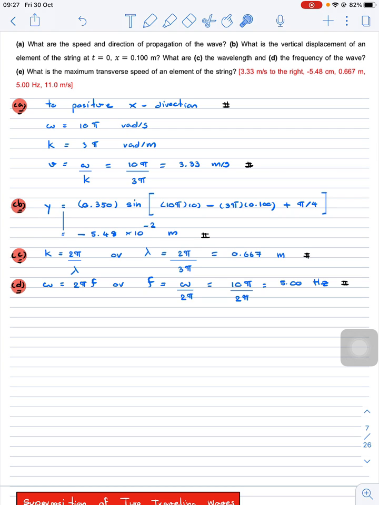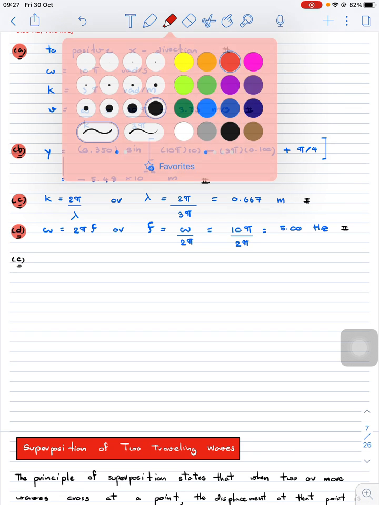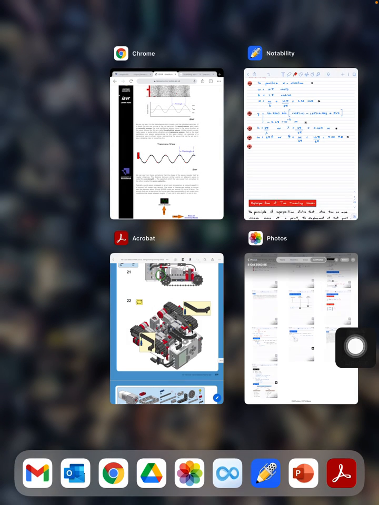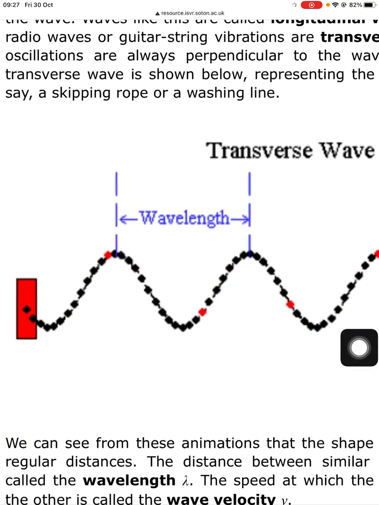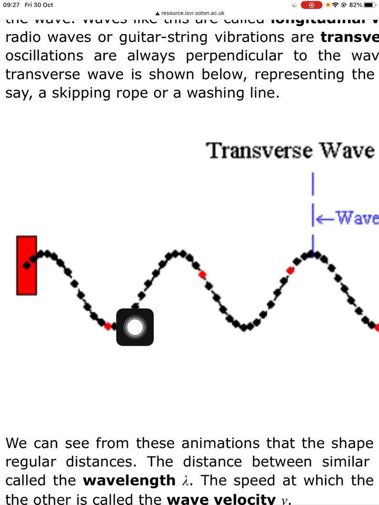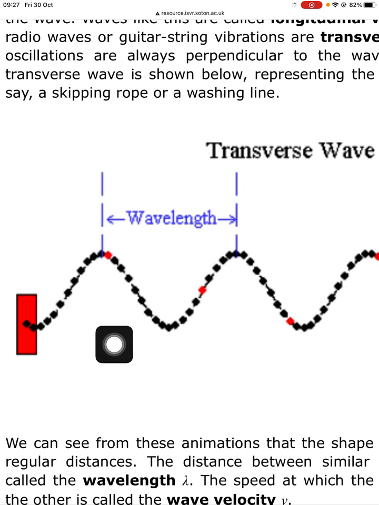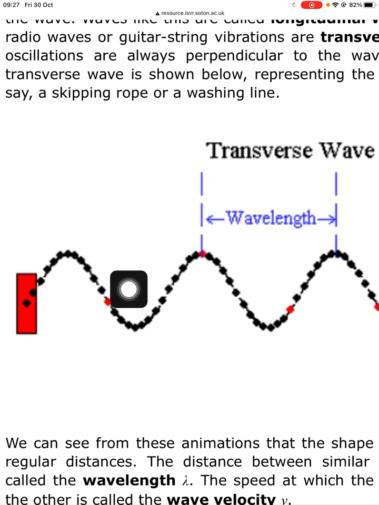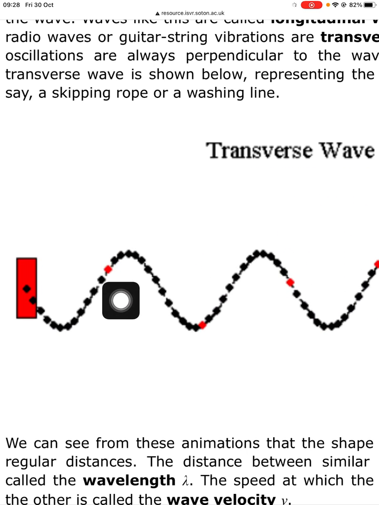Okay, so now for part E, what is the maximum transverse speed of an element on the string? What does this mean? If we look at this simulation and follow the path of the red dot, you can see that the speed is 0 at the maximum and minimum positions. But the speed of the red dot will be the maximum when it is at the equilibrium position, which is y equals 0.